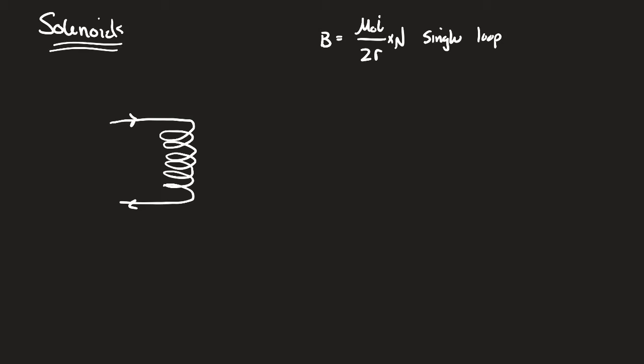Now, a solenoid actually tries to do two things at once. The first thing it tries to do is what I just said, increase the size of the magnetic field by amplifying the number of loops. But the second thing it tries to do is collimate the magnetic field by trying to straighten out the magnetic field through the center of these loops.